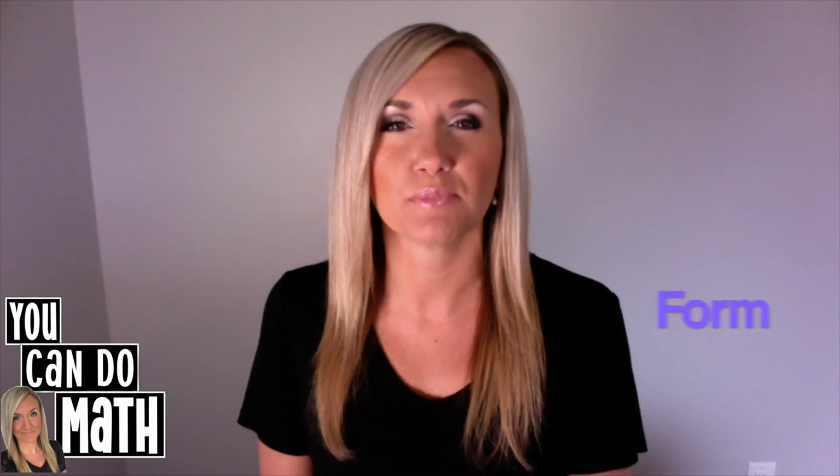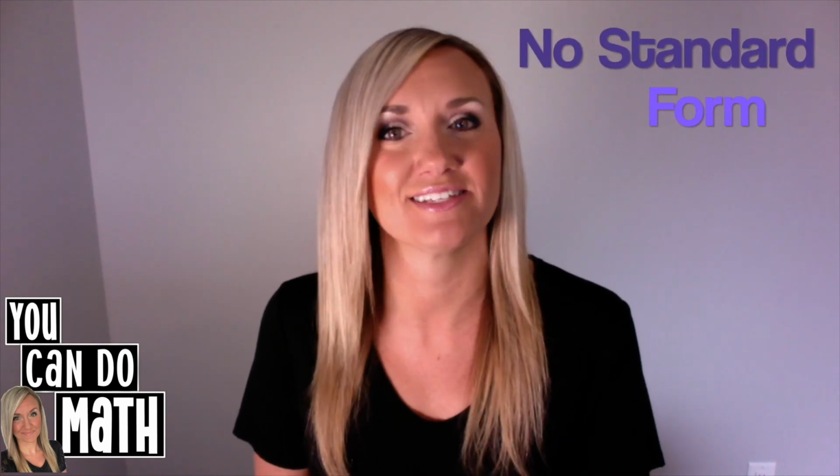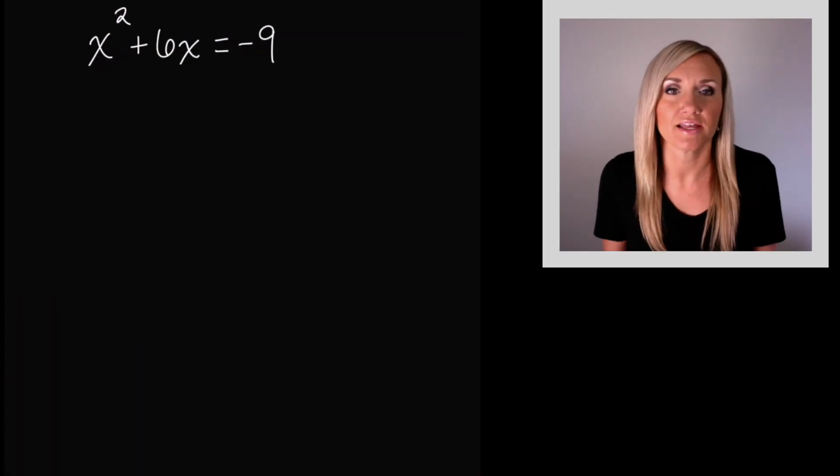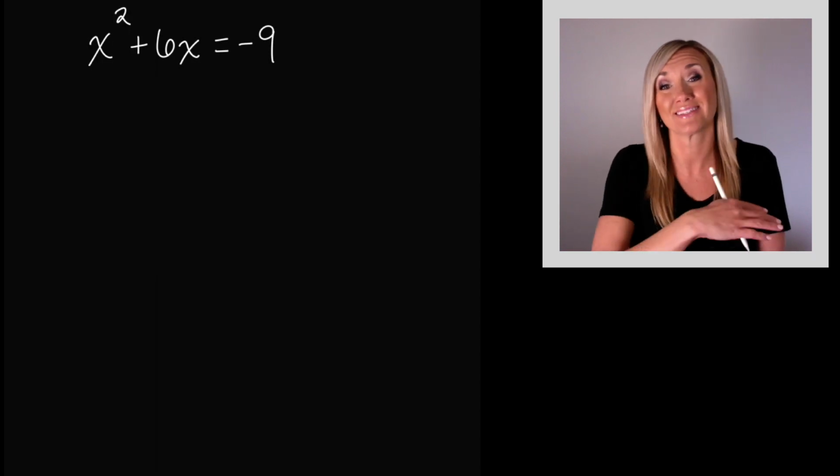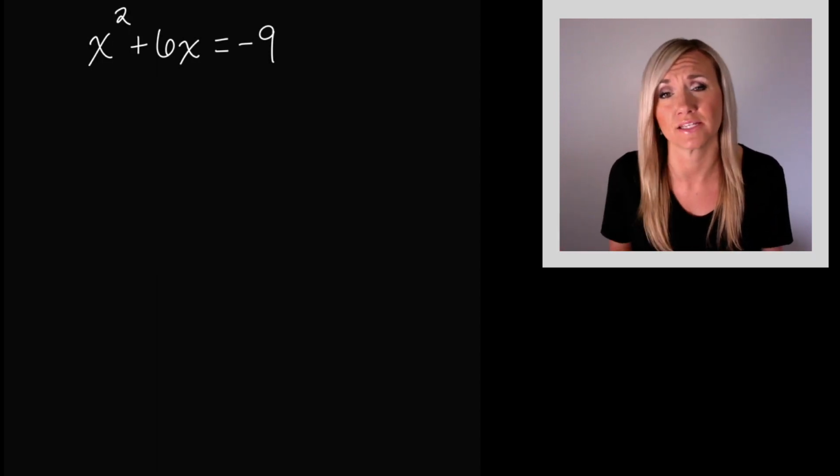Let's say that you have a quadratic equation and the leading coefficient is 1, but the equation is not in standard form. What do we do? Well, today we're going to find out. All right, take a look at the very first example. We have x squared plus 6x equals a negative 9. This is definitely not in standard form.